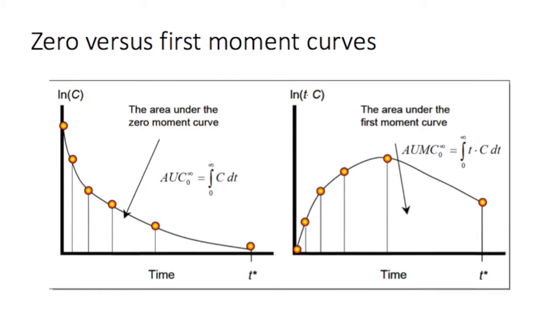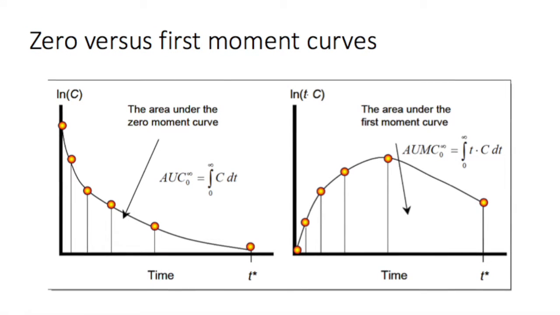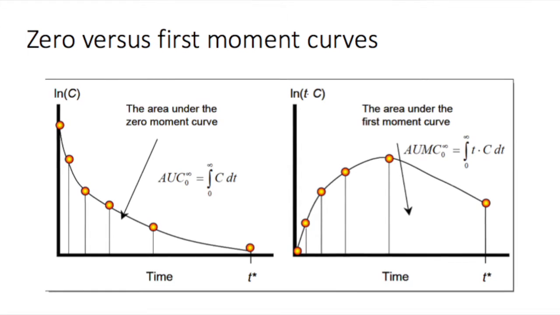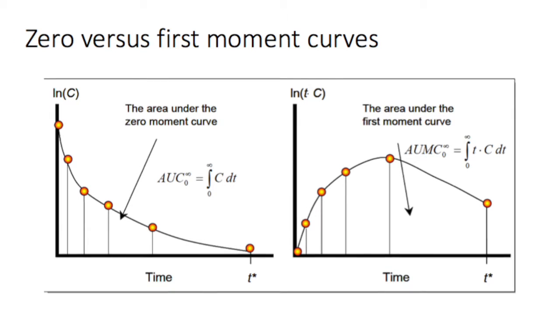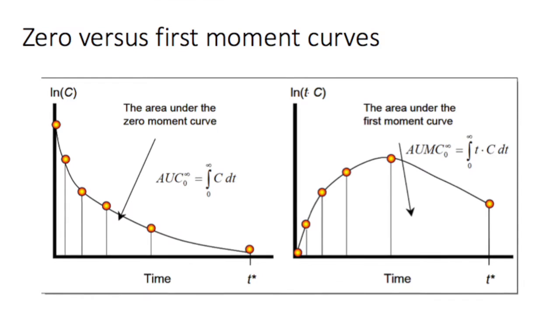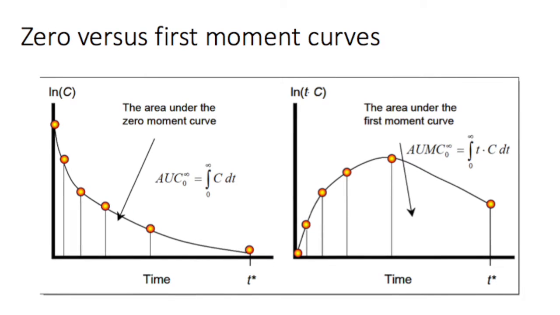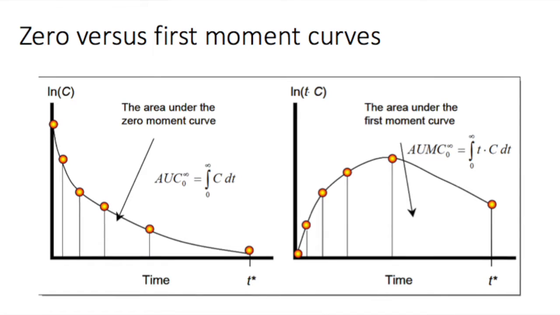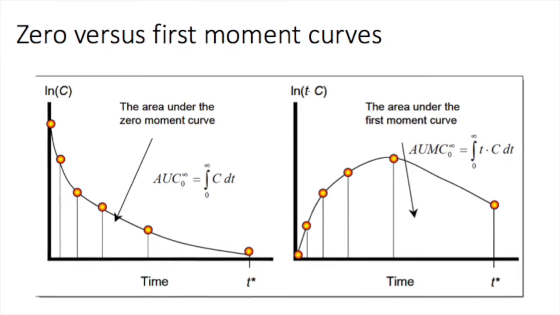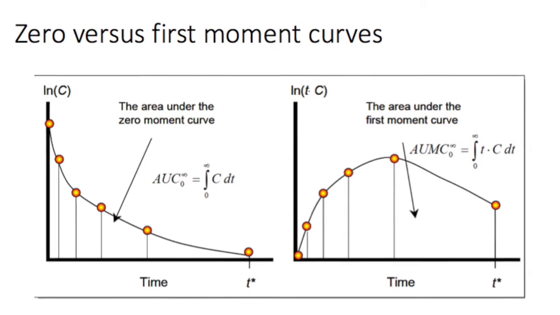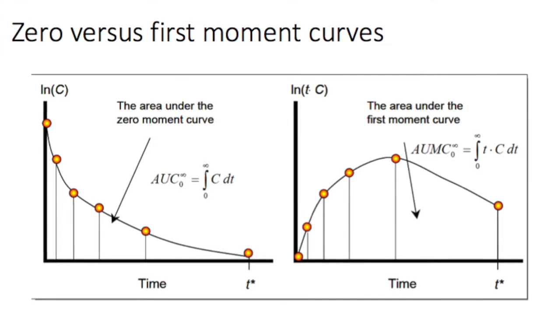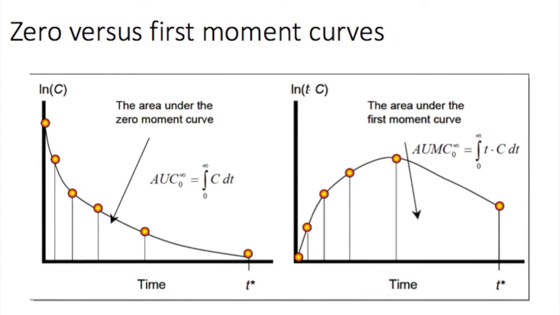Although it may not seem intuitive initially as to why we do this, think of it as a way by which we weight each drug concentration by the time at which it was measured. So if we have two drugs that have the same area under the zero moment curve, but one drug has a longer half-life than the other, this allows us to distinguish between those drugs. The concentrations for the drug with the longer half-life will be higher during the terminal phase when time values are also higher. This means that the value of the area under the first moment curve will be higher for the drug with the longer half-life.